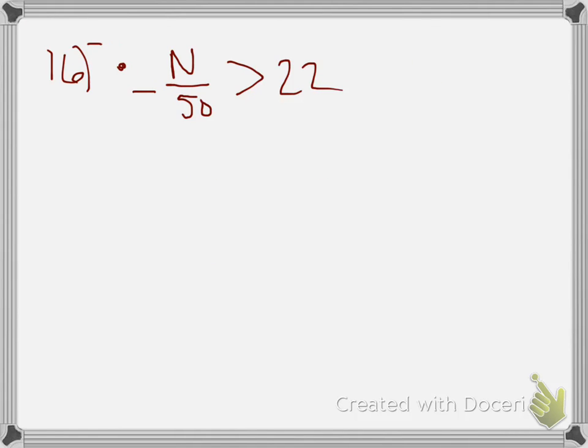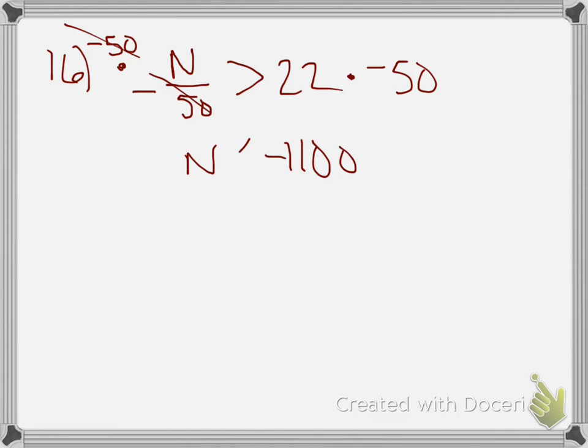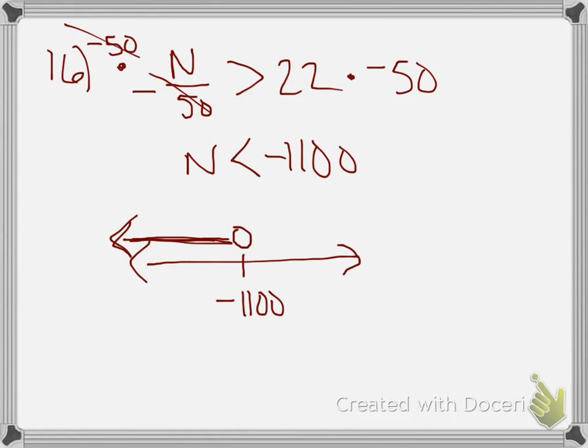Notice here on this one, I've got negative n over 50 is greater than 22. I'm going to think of that as a negative 50. So I'm going to multiply both sides by negative 50 since I was dividing. And then that would give me negative 1100 for an answer. Notice because I was multiplying both sides by a negative, I'm changing the direction of the inequality. Going open dot, shaded to the left. And there's your set parentheses right there. Gosh, I'm horrible with doing set parentheses like this. Let's try that again. That's close enough. So there you go.